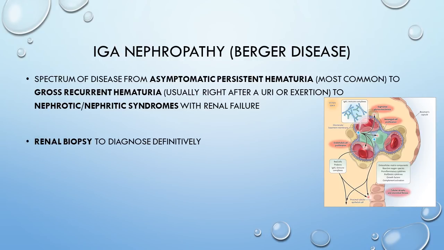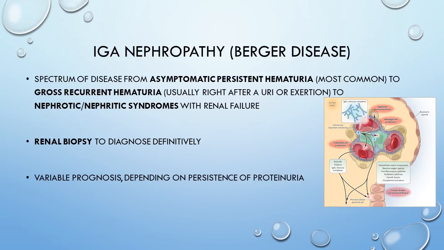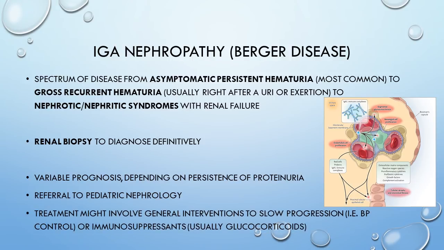You need a renal biopsy to diagnose definitively, and these patients have a variable prognosis depending on the persistence of their proteinuria. We once again refer them to pediatric nephrologists for their further treatment and care. Their treatment may involve general interventions to slow down the progression, monitoring their blood pressure control and making sure that's being controlled for, or they may have some immunosuppressants, typically glucocorticoids.